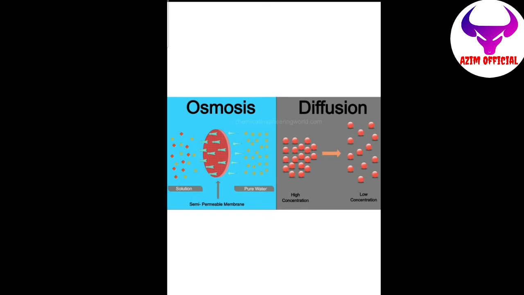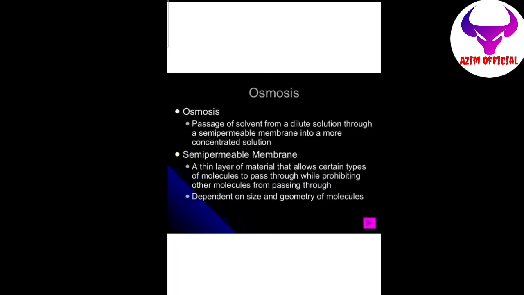Now you can see the picture of the difference between osmosis and diffusion. You will get the chart in the next slide, but now you can see how osmosis occurs from higher concentration to lower concentration and lower concentration to higher concentration. As I said, it is the passage of solvent from a dilute solution through a semi-permeable membrane. You must have a semi-permeable membrane to make osmosis.